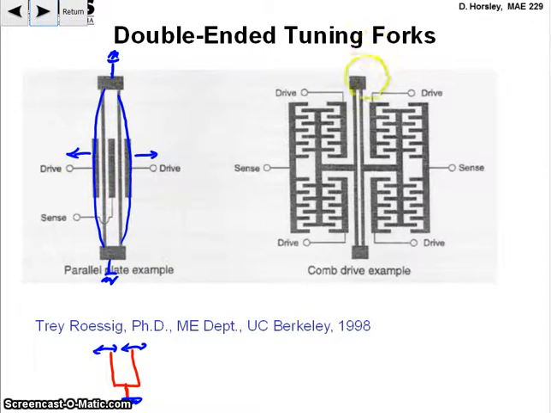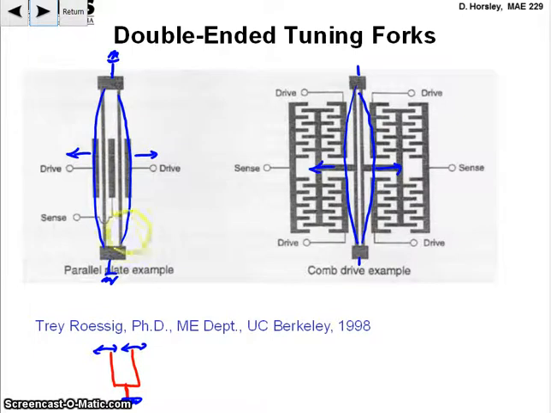Here's a double-ended tuning fork structure that is driven by a comb drive. So again, this is the double-ended tuning fork structure. It's excited by the comb drive motion here. Okay, these are called double-ended tuning forks. So this is a single-ended tuning fork, and clearly this is a single-ended tuning fork, stuck basically symmetrically about the middle.